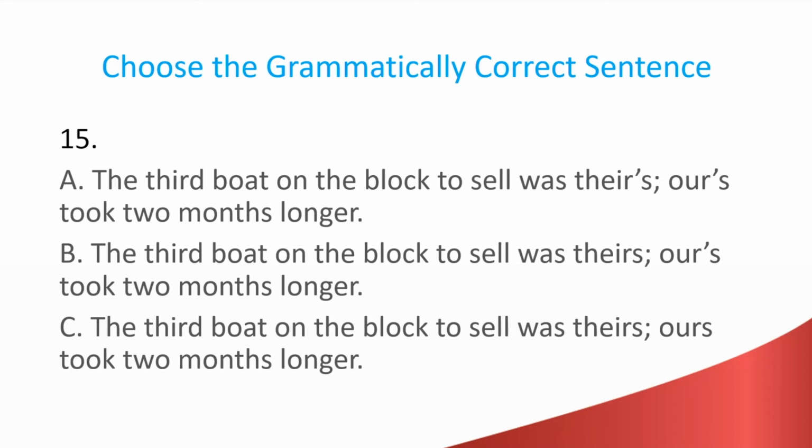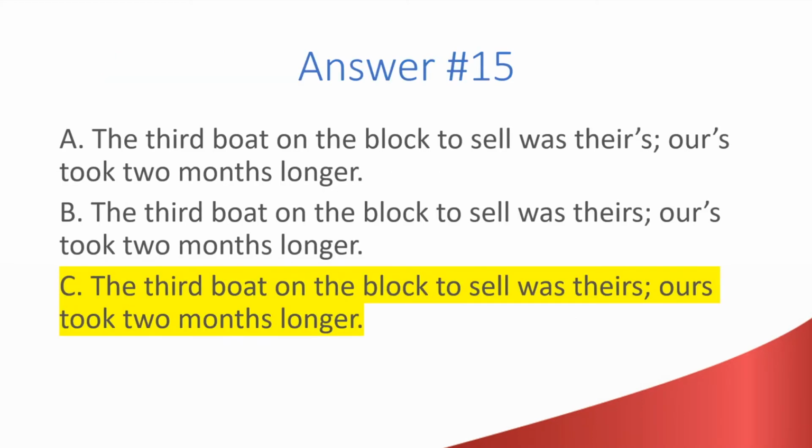Okay. So the bottom one is the correct one. Because if you said the third boat on the block to sell was there is our is took 2 months longer, that makes absolutely no sense, right? And same with the second one, the third boat on the block to sell was theirs, which is fine, but then goes on to say our is took 2 months longer, right? Because with that apostrophe, that means that you would expand it to our is. And when you do that, it doesn't make sense. But here without the apostrophes, because it wouldn't expand to their is or our is, it's just theirs and ours.